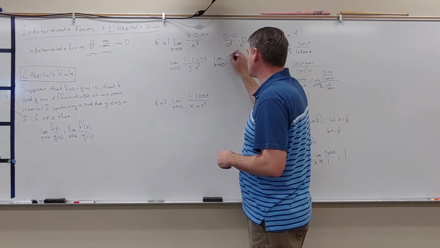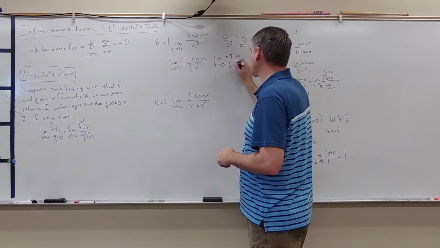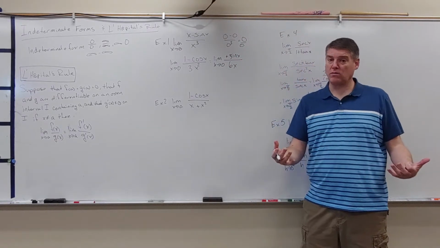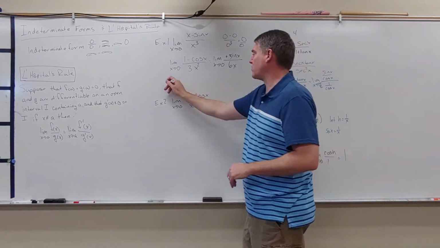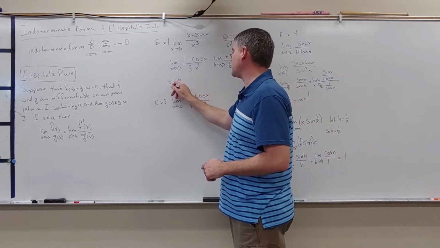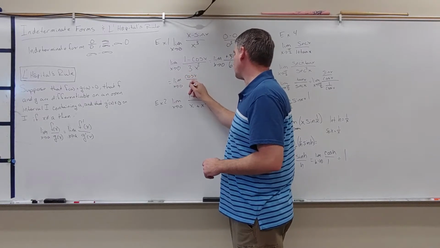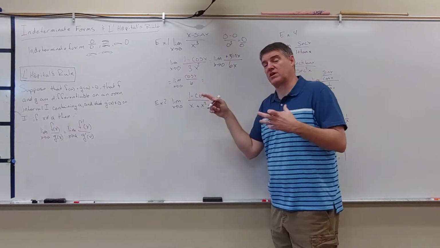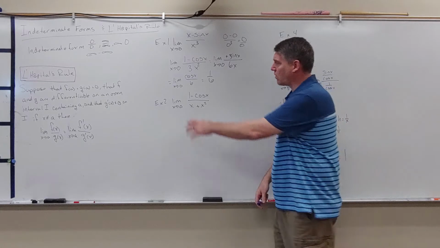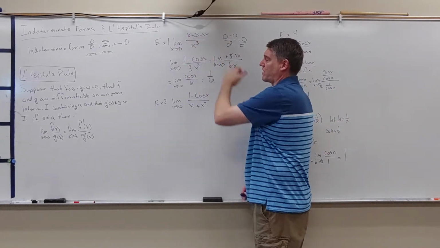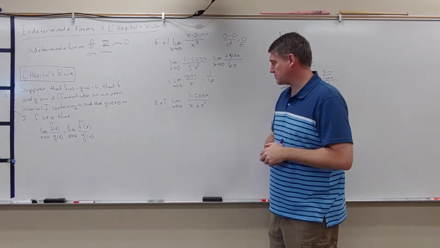So now I have positive sine x, because the derivative of cosine is negative sine, over 6x. I plug in 0, I get 0 over 0. Okay, still indeterminate, so I'm going to take the derivative again. So the limit as x goes to 0, the derivative of sine is cosine x over 6. Now I plug in 0, cosine of 0 is 1. So this is 1/6. So the limit as x approaches 0 of x minus sine x over x cubed is 1/6. So we're going to take that derivative, and we can do it multiple times.